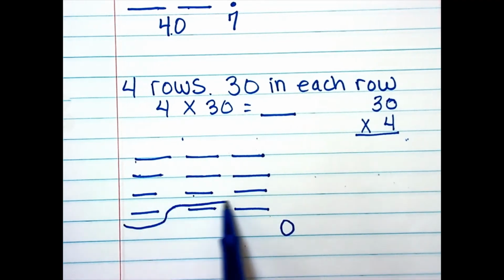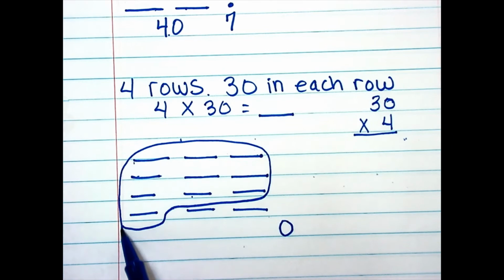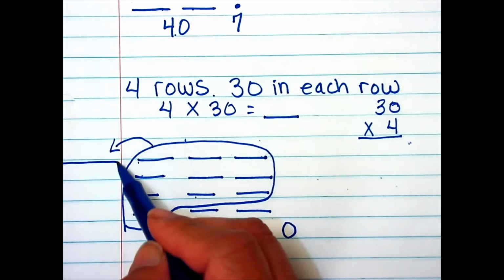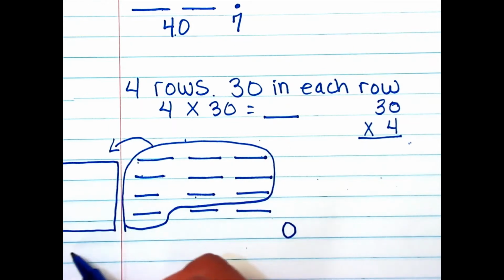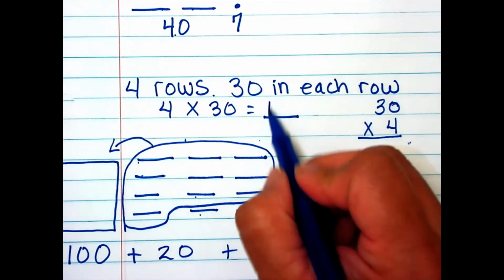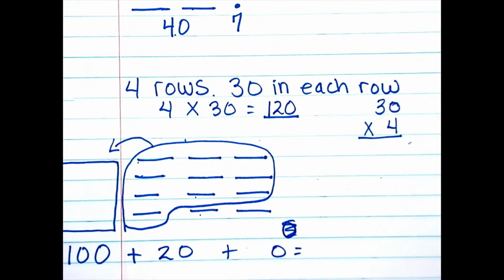And then I can regroup 10, 1, 2, 3, 4, 5, 6, 7, 8, 9, and 10. So I'm going to regroup these, bring them over here into my hundreds, and I'm going to regroup them as 100. So now I have 100 plus I have 2 tens right here. So this is 10 plus 10 is 20, plus 20, plus 0 ones equals 120. So my product is 120.